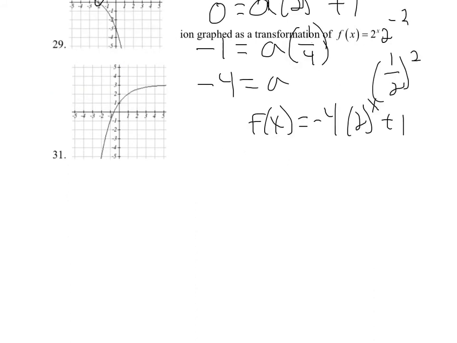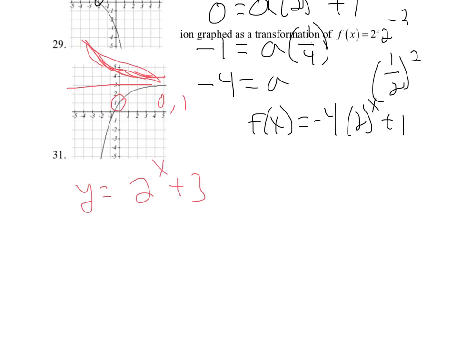So for this second one, just so you know where I'm going with this, I'm thinking this is a reflected decay equation. So that tells me the exponent's going to be negative, or I have to write the 2 as 1/2. I see it's been shifted up 3, so I'm going to write y equals 2 to the x plus 3. And then I'm seeing it crosses through 0, 1.